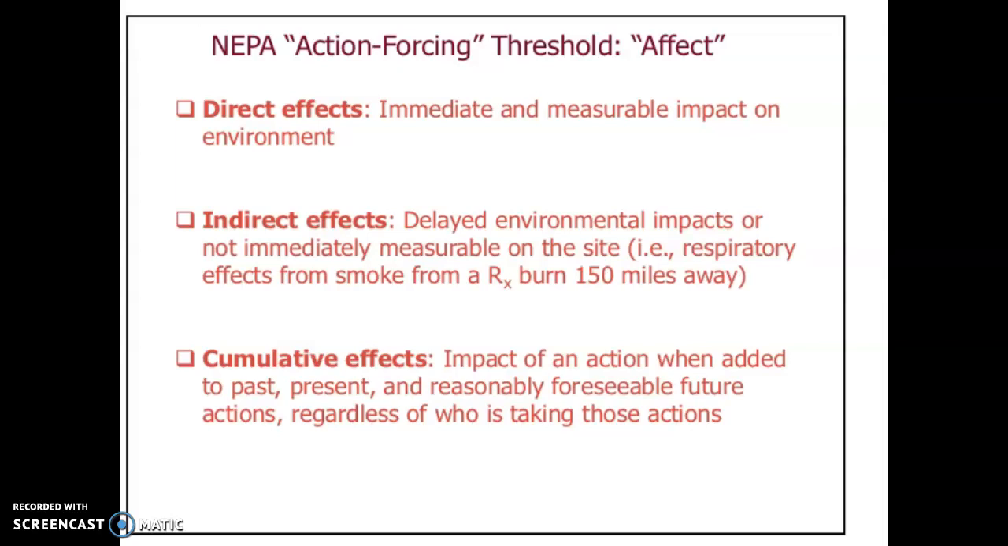So indirect effects, so a delayed environmental impact or not immediately measurable on the site. Say there's a burn or there's some kind of exhaust from a project. If it's going to be some sort of extractive project, you're going to have exhaust going into the air. You're going to have particulate matter going into the air. So how is that going to affect someone else, not directly but indirectly? Maybe some health impacts. And then cumulative effects, so the impacts of an action when added to the past, present, and foreseeable future actions, regardless of who is taking those actions. So this additive effect that can happen over time.